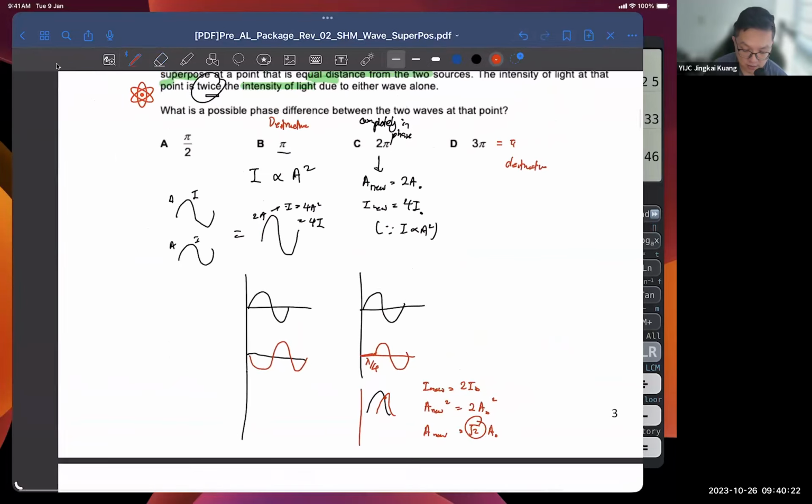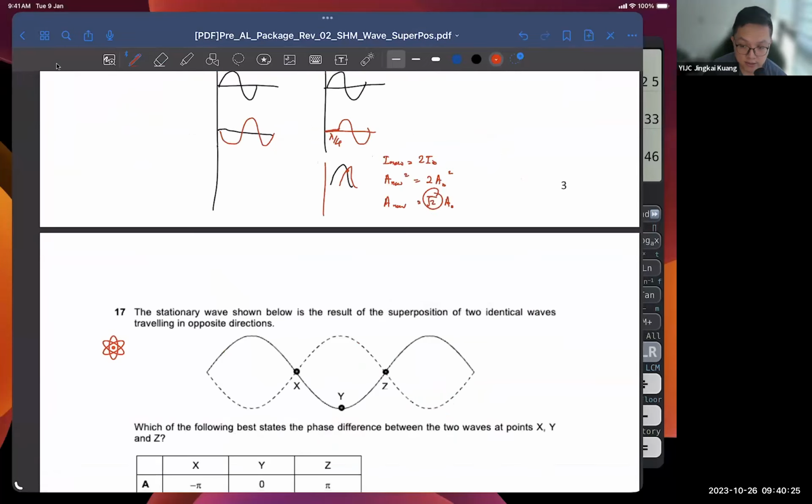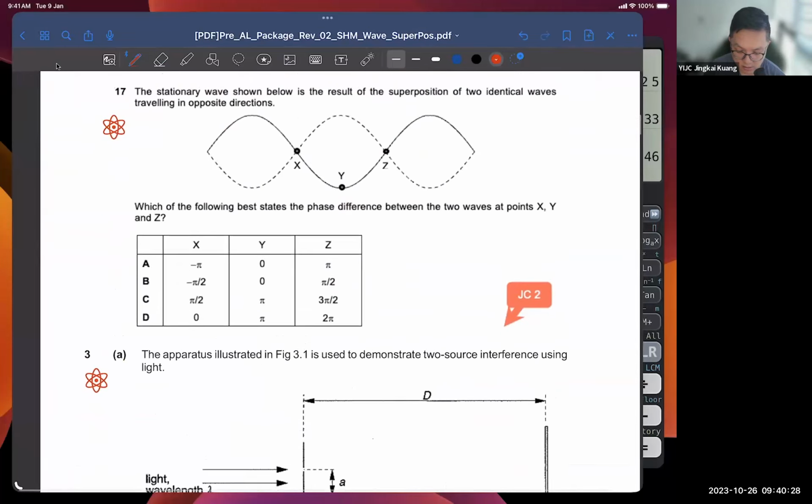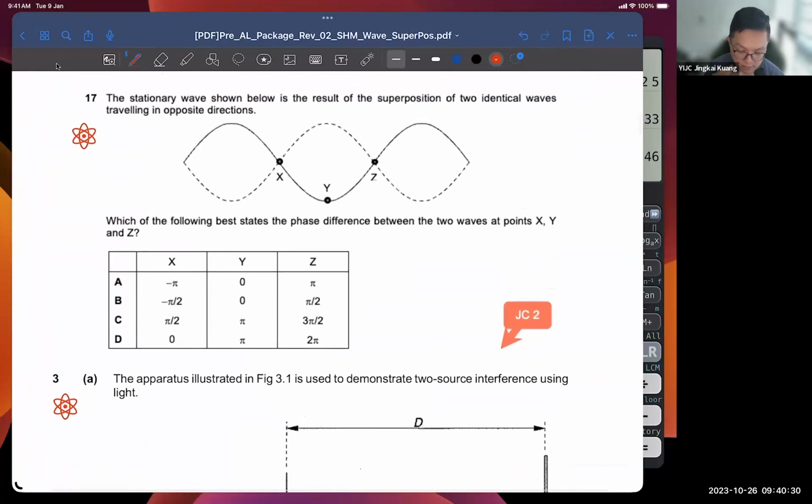17, 16, right? I move on to 17. Okay, 17. The second JC paper is harder. I think Luke discovered it yesterday. So the second school, if I remember correctly, is NYJC. And NYJC has quite good questions that are almost to the standard of the top few JCs. I would say NYJC is the best. They have the highest standard outside of the usual top JCs.